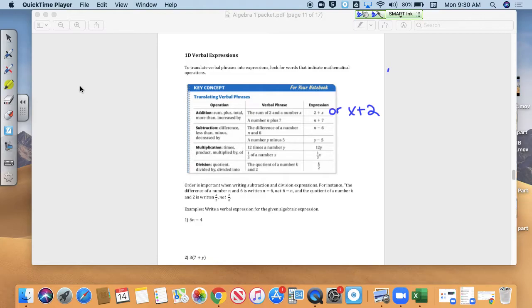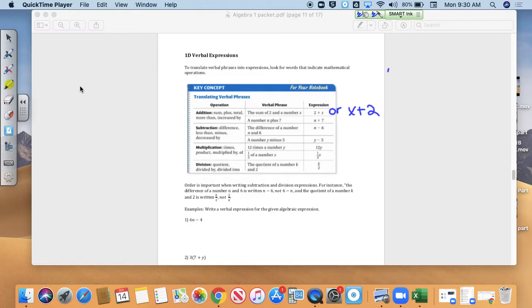Subtraction. You might be looking for the word difference or less than, minus, decreased by. So an example of a verbal phrase could be the difference of a number n and 6. Now this order does matter. When you have a subtraction problem, you cannot switch the order and get the same answer. So it's important for you to realize the first number they say in the word phrase is the first number that has to be written in the expression. That's why it's n minus 6, because they said the difference of n and 6.